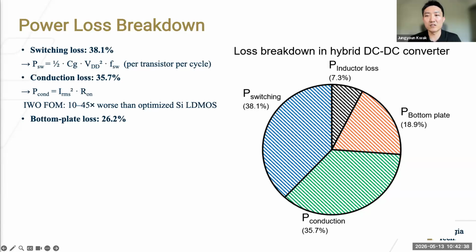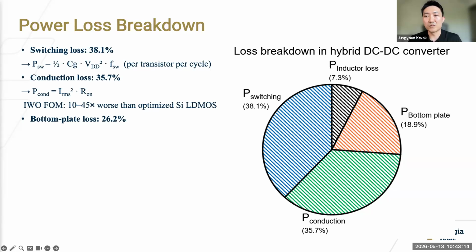To carry the needed current, we need to make the device large. A wider device has more gate capacitance, which means more charge moves every switching cycle. The conduction loss comes from the indium tungsten oxide figure of merit, on-resistance times area, which is much worse than silicon lateral diffusion metal oxide semiconductor, that's LDMOS, at this stage in the indium tungsten oxide development.